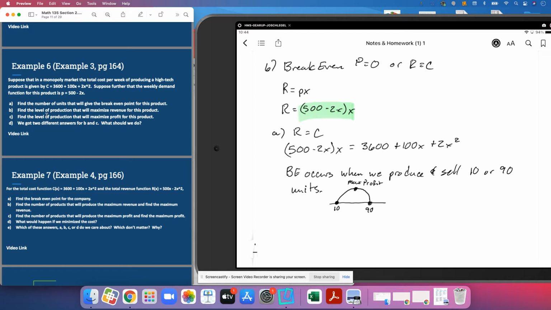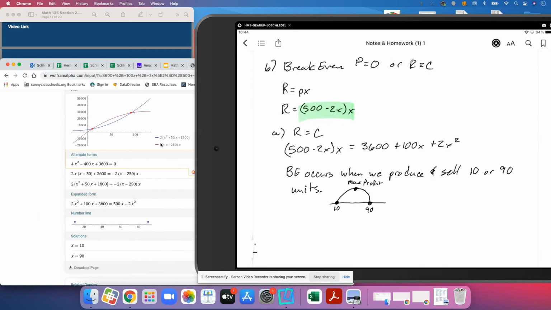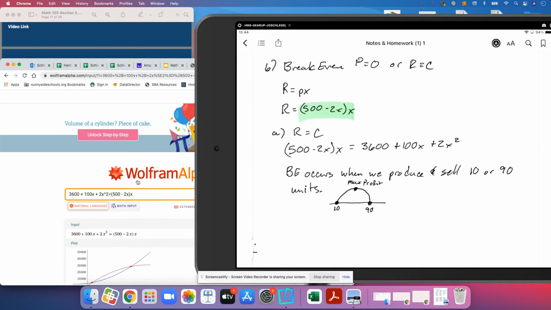I believe I wrote some questions in there about that. We are looking for the level of production that will maximize revenue for this product. We do have a revenue function already typed up here. It's that one right there. So we're going to tell Wolfram to maximize that.